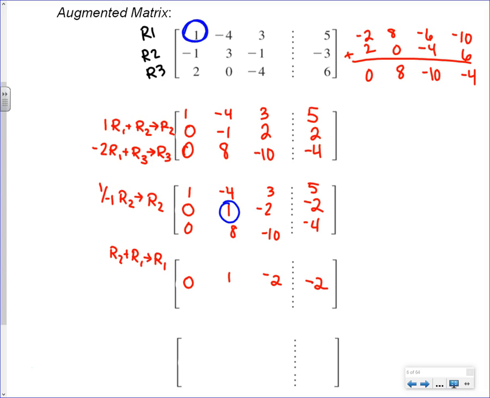Not negative. Sorry, row 1. Positive 4. I heard it from a couple. Does it make sense it needs to be a positive 4? What am I trying to get? 0. Positive 4 plus negative 4? Got it.